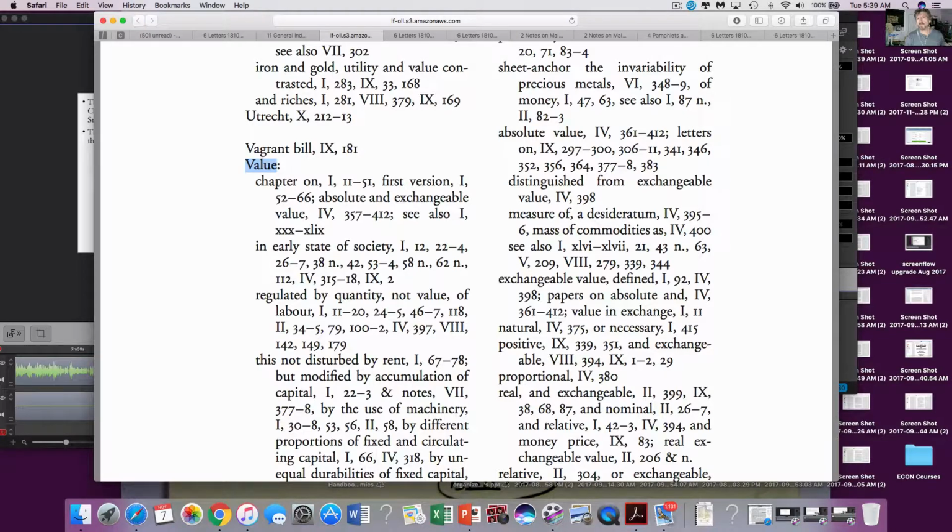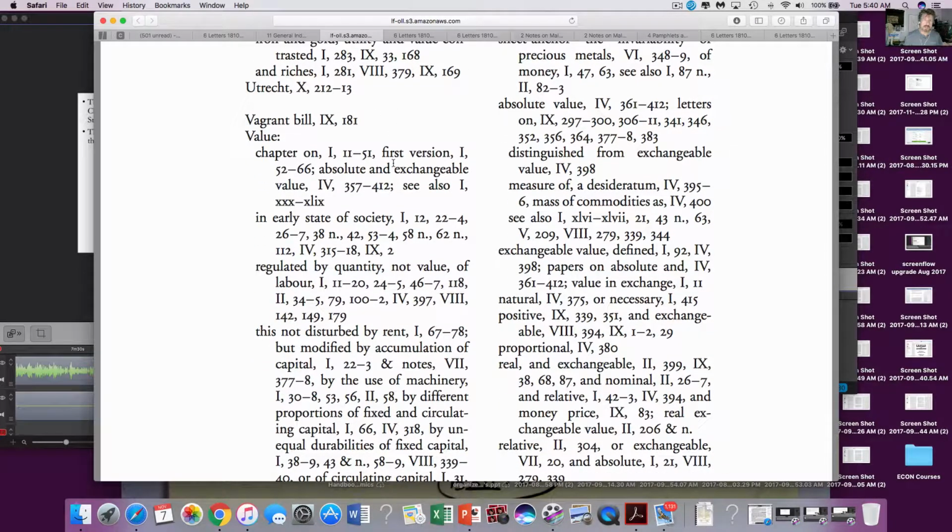You can see Sraffa's method of exposition here. Remember, the works and correspondence are 11 volumes. This is the 11th volume, so all the references here are going to be for the first 10 volumes. You can see value. The first entry is chapter on value. It's going to be in Works 1, which is the Principles of Political Economy from Ricardo, pages 11 to 51. That's going to be the first chapter, right? And he goes through and looks at the different versions of it, etc.